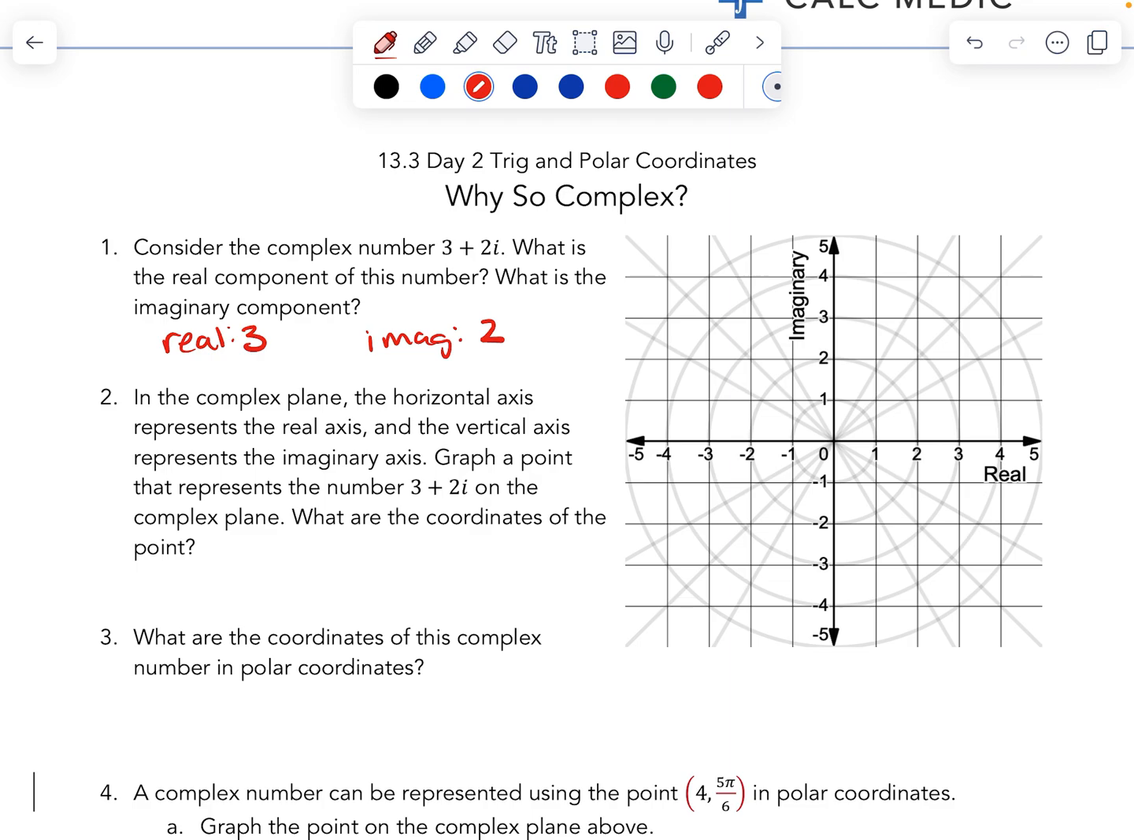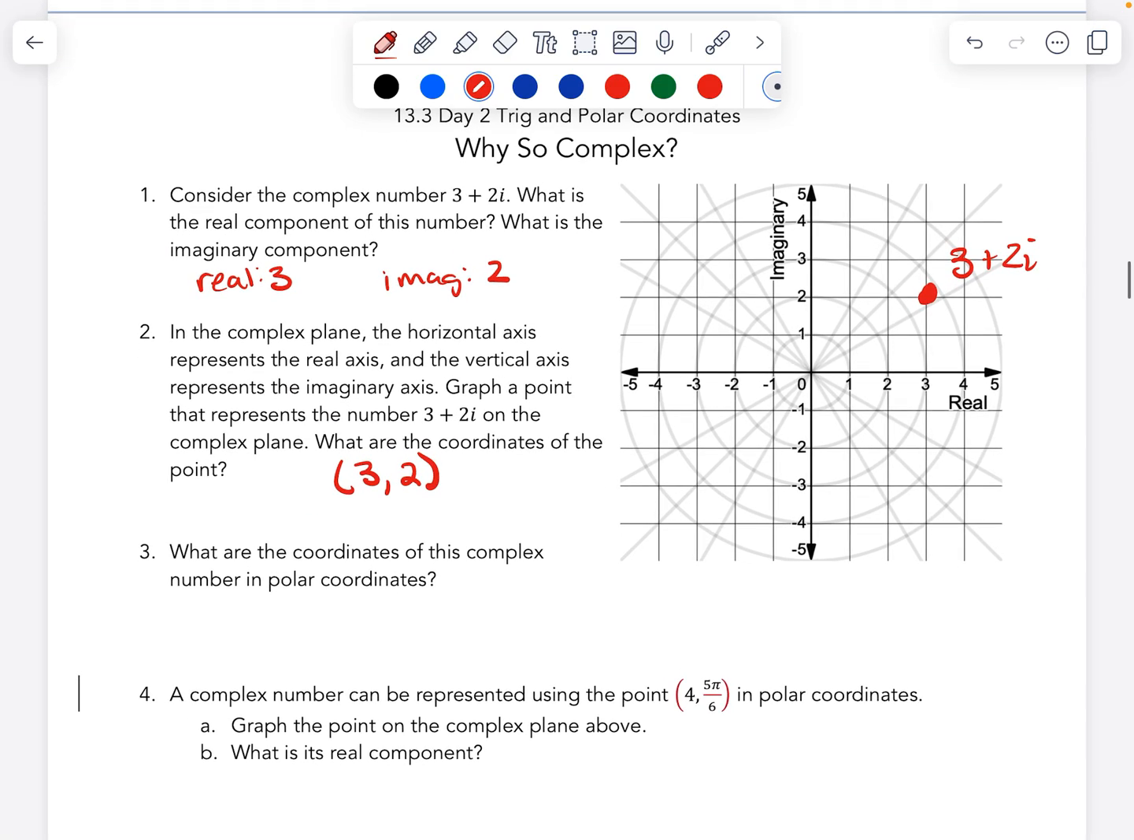So in the complex plane, the horizontal is the real and the imaginary is the vertical axis. So graph the point. So 1, 2, 3, 1, 2. So that is 3 plus 2i. So what are the coordinates of that point? In rectangular would be 3 and 2.